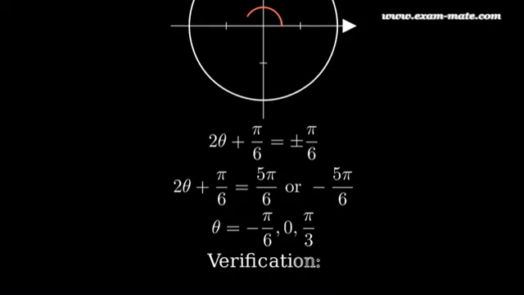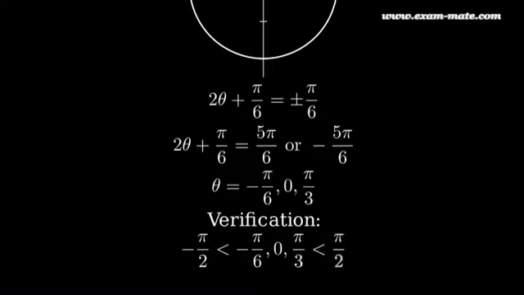To verify these are correct, we can plug each value back into our original equation. Each solution satisfies our equation and falls within the required domain of theta between negative pi over 2 and pi over 2.